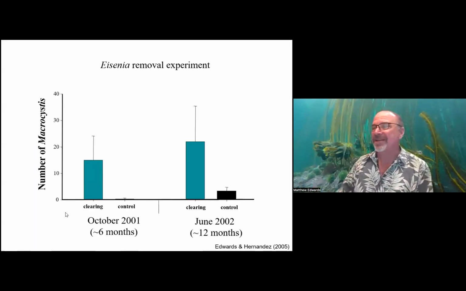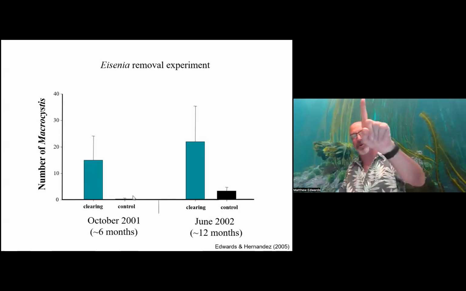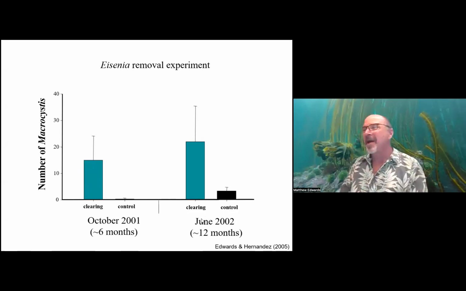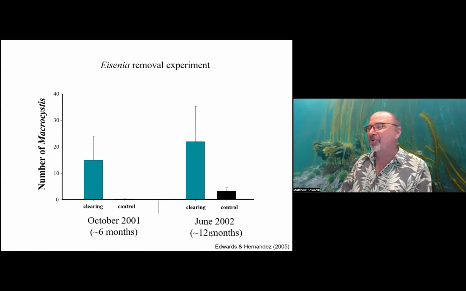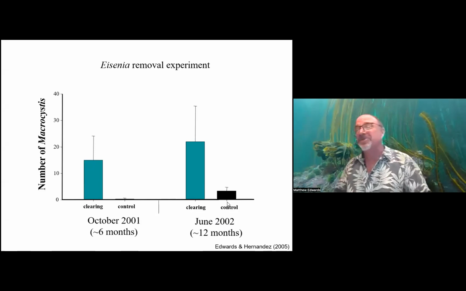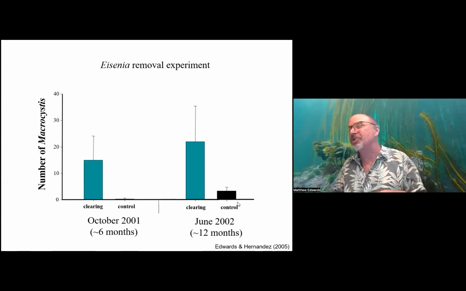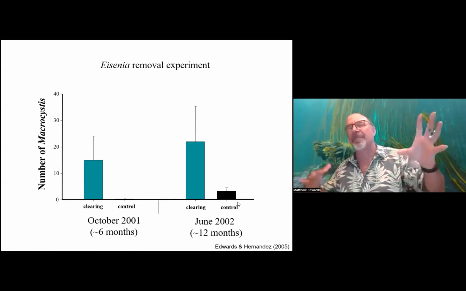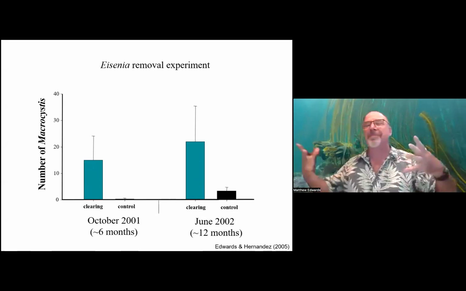And if you look at 6 months later, we see Macrocystis recruiting into the clearings, but not into the controls. We had 1 recruit into 1 control area. But about after 12 months, this is about a full year after it, we still see much higher recruitment in the clearings than in the controls. So at this point, June of 2002, this is about when giant kelp are starting to come in to patches that were just opening up naturally.